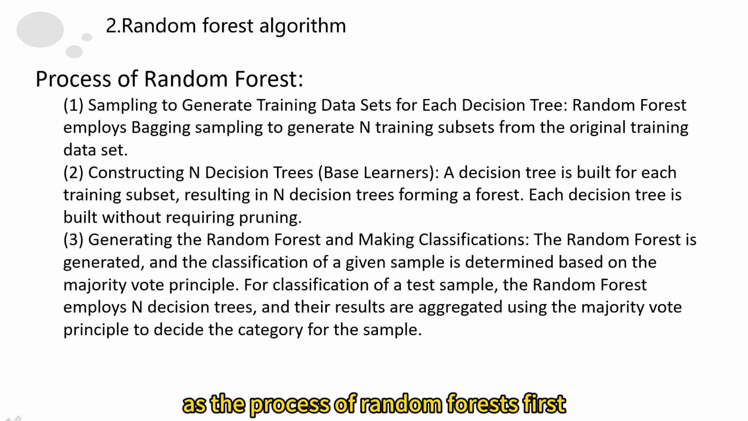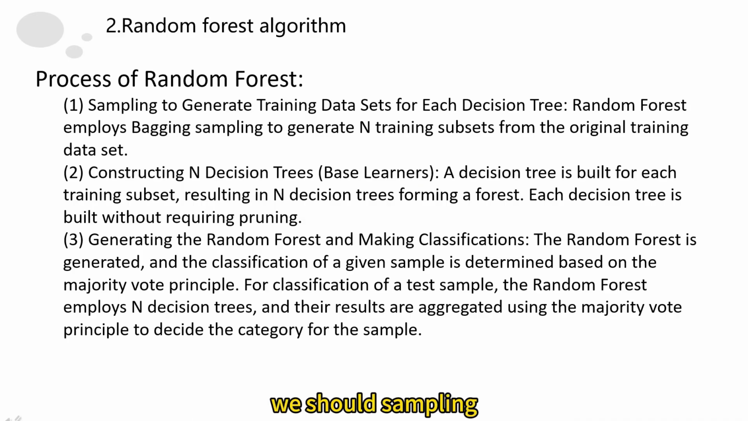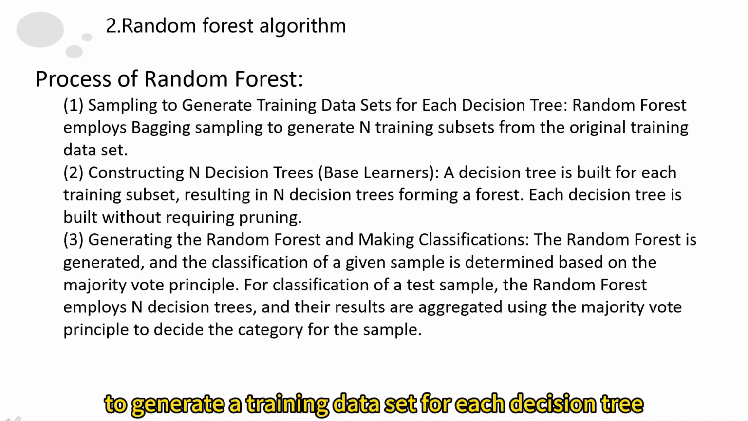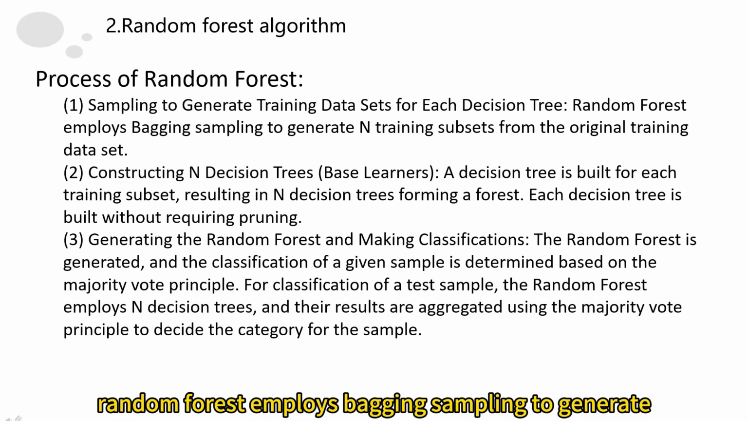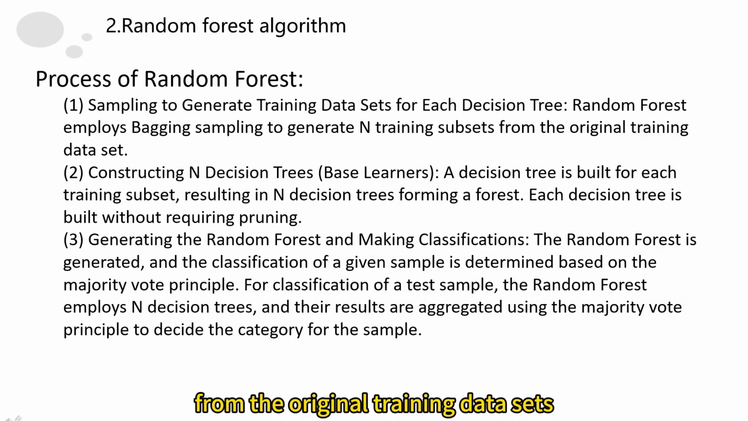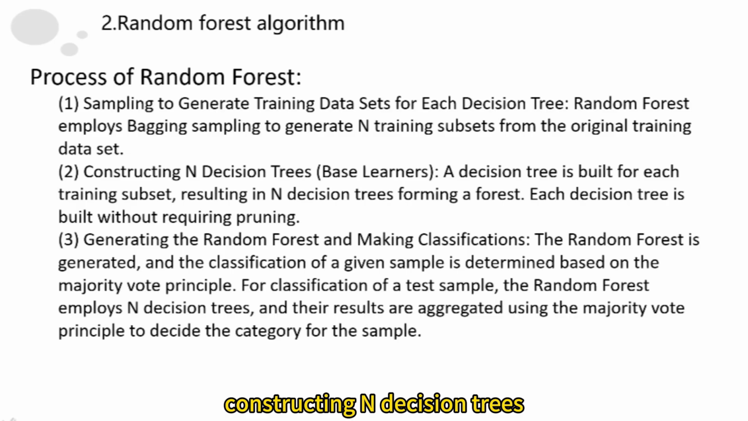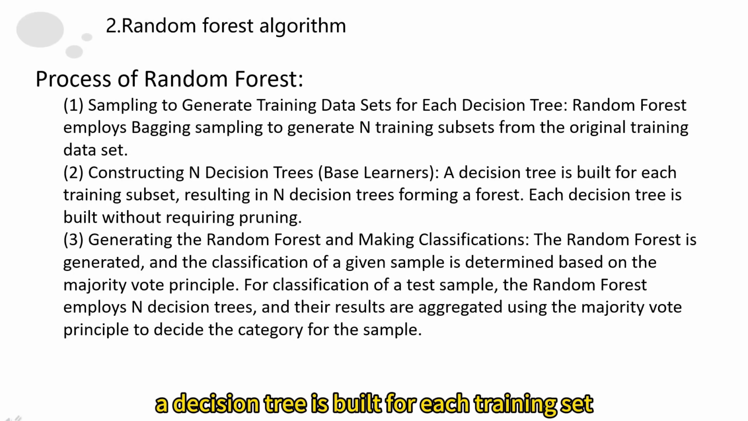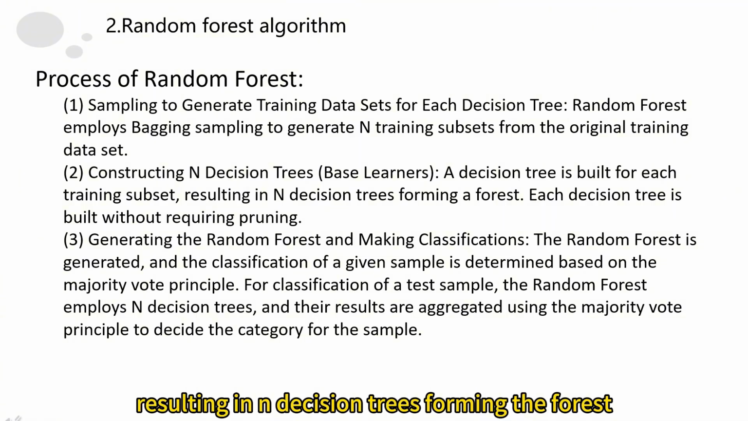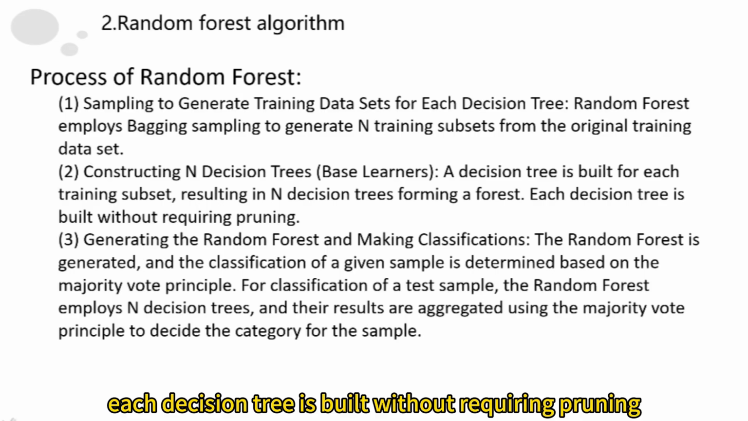As for the process of random forest, first, we sample to generate a training dataset for each decision tree. Random forest employs bagging sampling to generate n training subsets from the original training dataset. Second, constructing n decision trees: a decision tree is built for each training set, resulting in n decision trees forming the forest. Each decision tree is built without requiring pruning.